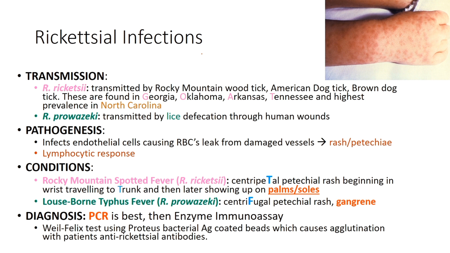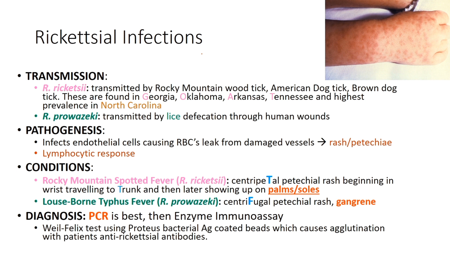Rickettsia prowazekii is transmitted from lice, which defecate into human wounds, which is fantastic. I just would love to have a wound and have lice defecate in it. That would be fantastic. It's disgusting. And so this is your typhus, so definitely be able to differentiate those guys. Rocky Mountain spotted fever is pretty much a centripetal petechial rash, and we'll be talking about what those rashes mean, but I want to introduce it now.